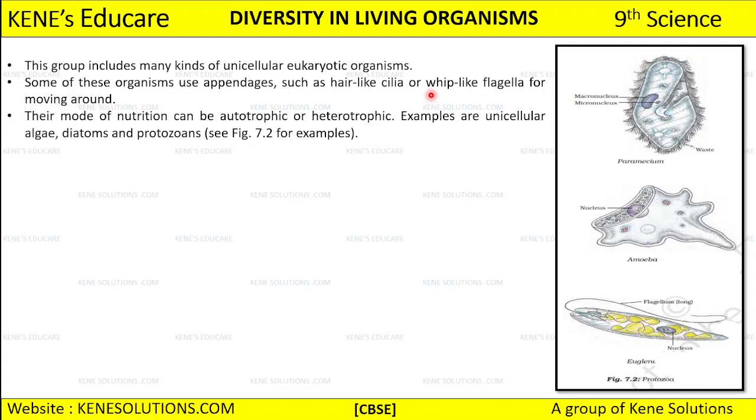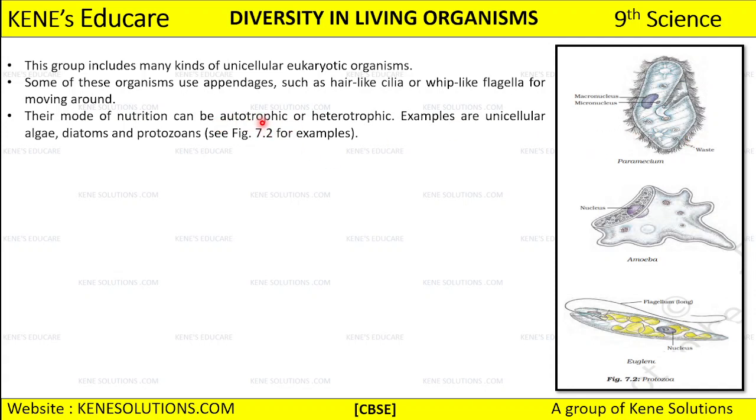If you look at the diagram of Euglena, you can see the flagella, and if you see Paramecium, you can see thread-like, hair-like cilia present here. So the organisms which come under Kingdom Protista have either cilia or flagella so that they can locomote, that means they can move from one place to another. Now the mode of nutrition can be autotrophic.